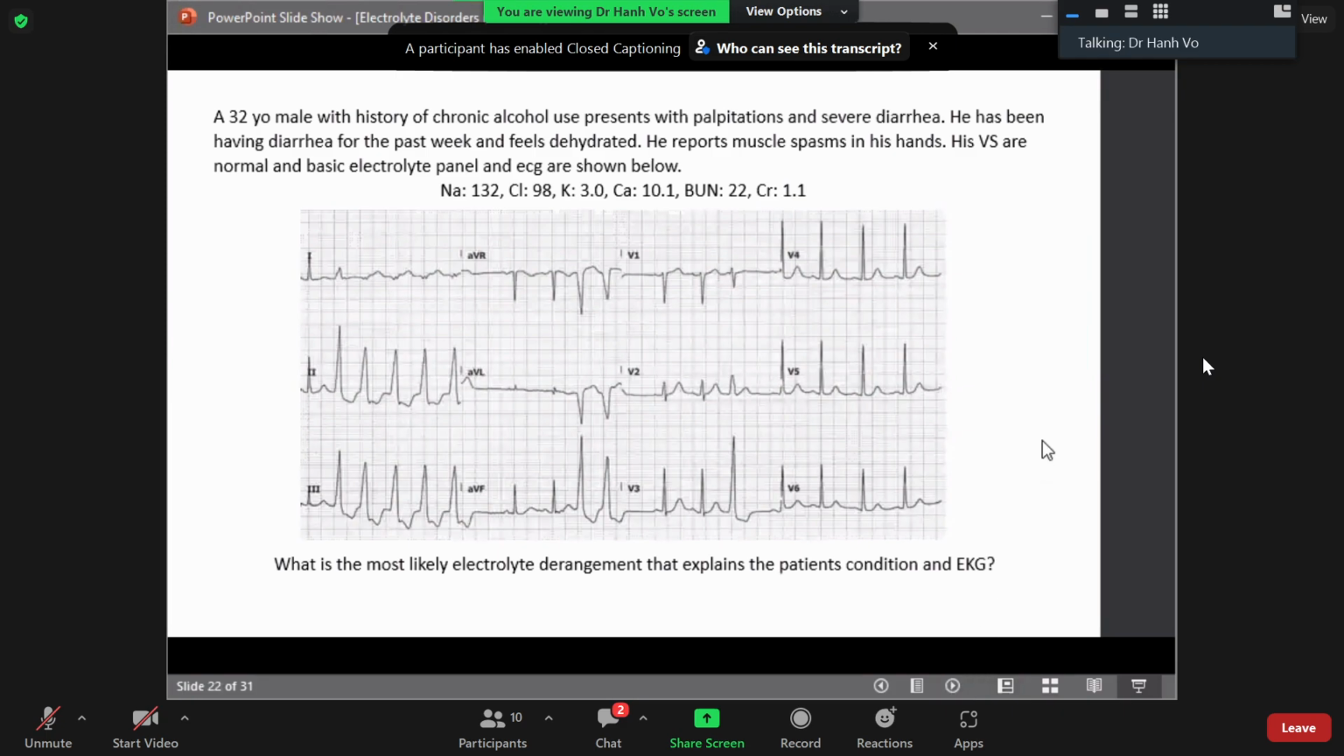So now we will go to another case. The patient has a history of chronic alcohol use, presenting with constipation and severe diarrhea. He had been having diarrhea for the past week and feels dehydrated. He reports muscle spasms. His vital signs are normal, but we do an EKG like below. What is the most likely electrolyte derangement? Let's explain the patient's condition and EKG.